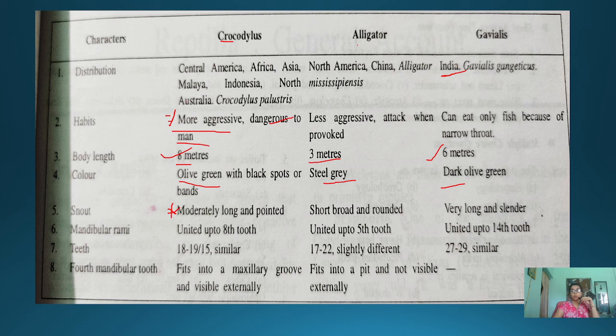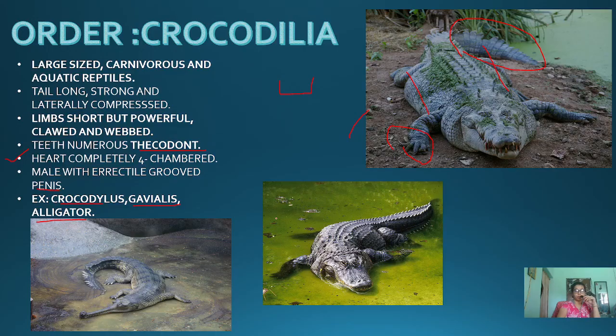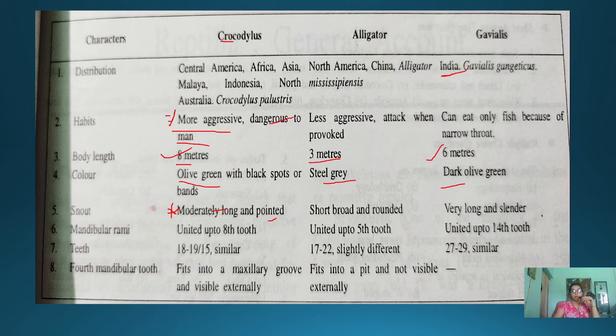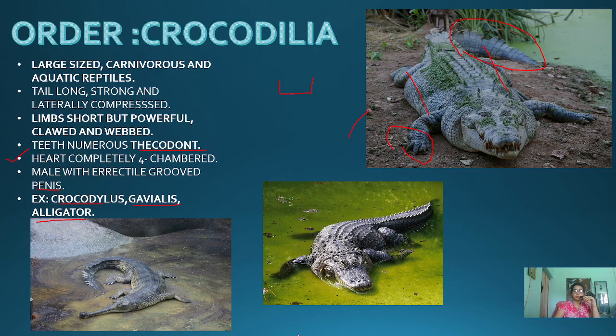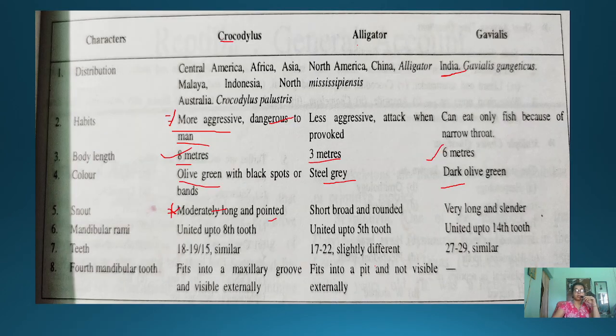The crocodiles have a long and pointed snout. You can see these are the crocodiles, they have long and pointed snouts, and alligators have short, broad and rounded snouts. You can see there, this is the alligator. Alligators have rounded noses, or snouts.